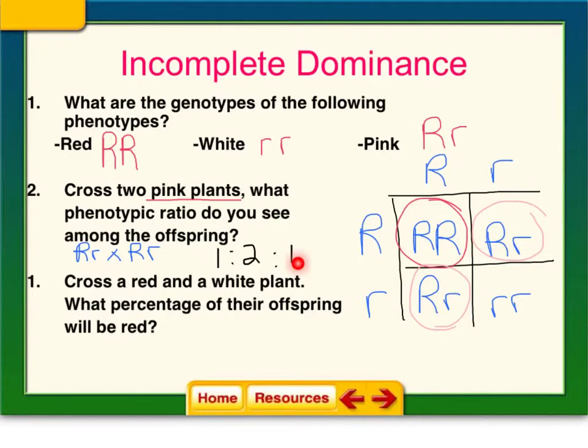Mr. Sharp is going to do the next problem. The next problem we are going to do asks us to cross a red and a white plant. We want to know what percentage of their offspring will be red.